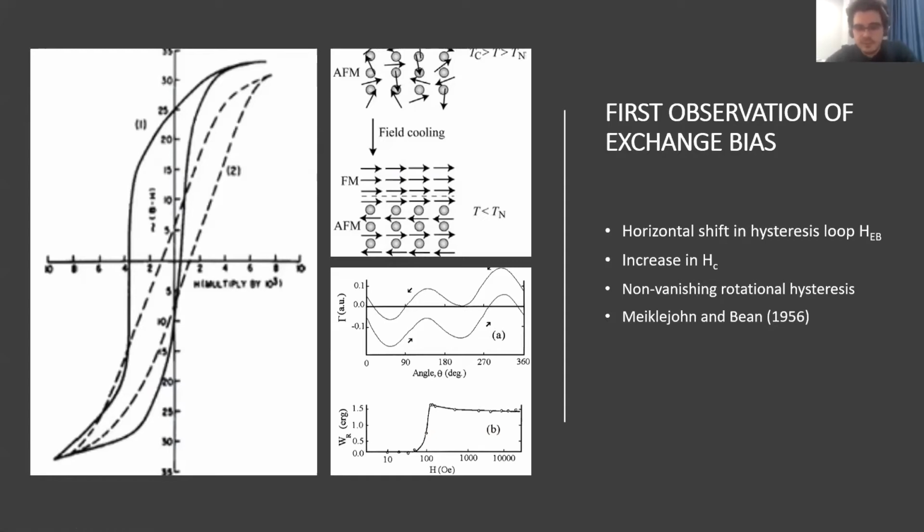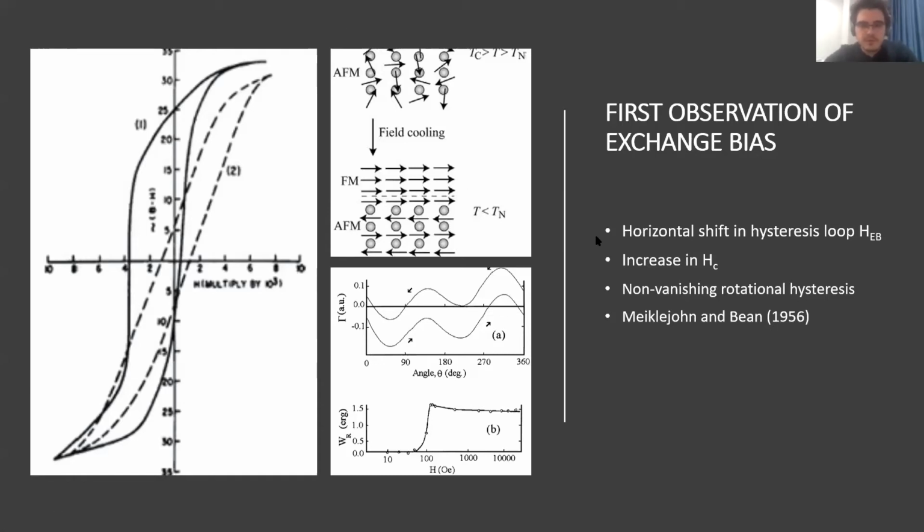They first observed the horizontal shift in the hysteresis loop of cobalt, and they also observed the increase in the coercive field of the cobalt material. After this observation, they looked into the material and saw that their cobalt is oxidized. Cobalt oxide also has antiferromagnetic characteristics.